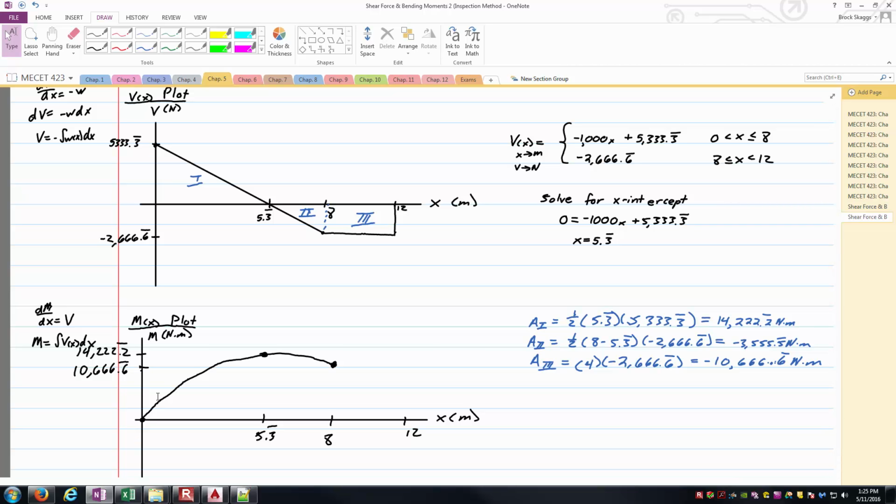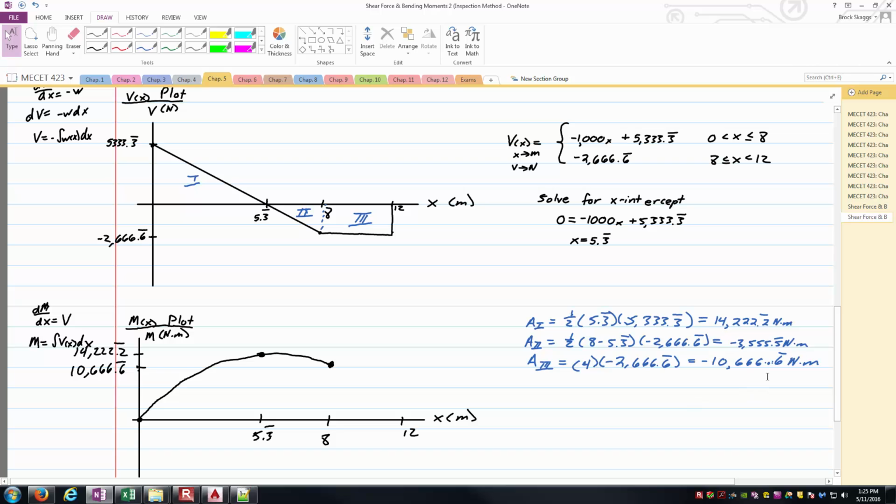But what about the last third here from 8 to 12 meters? Well, I'm integrating now a constant, and so I'm going to have a negatively sloped linear function. The amount that it's going to drop between 8 and 12 is equal to the area that I've got dubbed as area 3. That's negative 10,666 and 2/3. Well, I'm at 10,666 and 2/3 there, and so it's just going to basically be a straight line going from x equals 8 to x equals 12, and it's going to connect those 2 points.